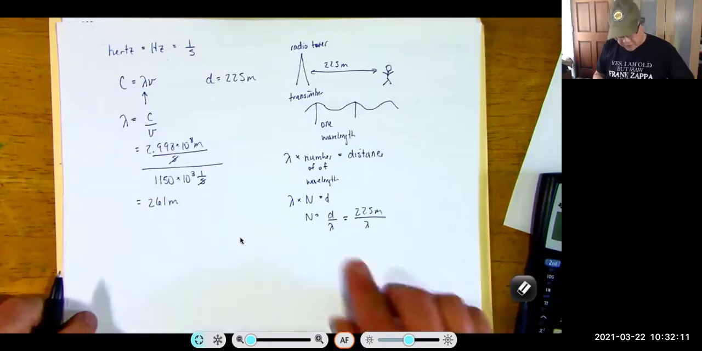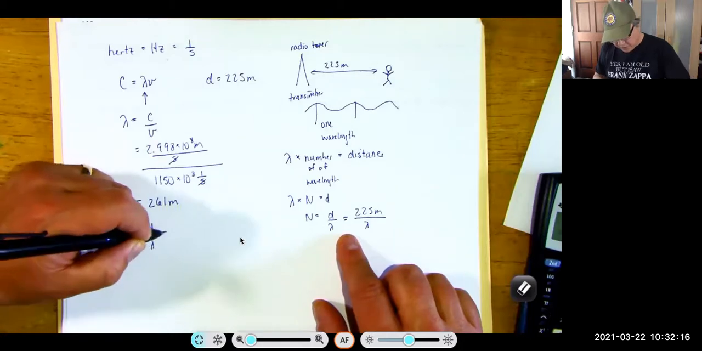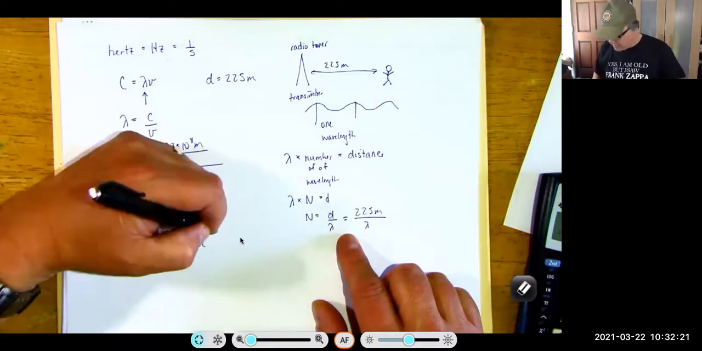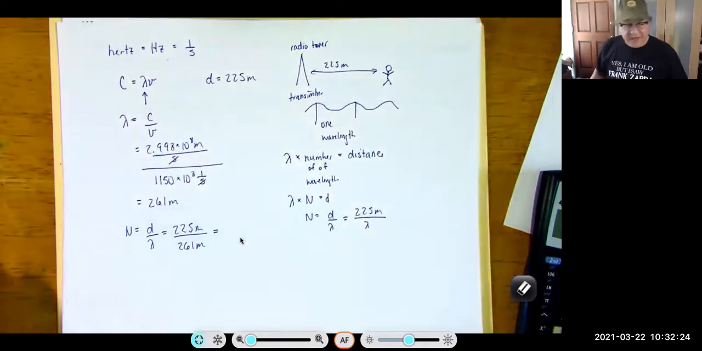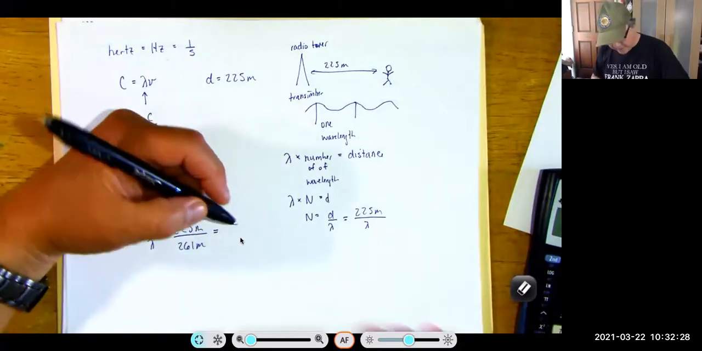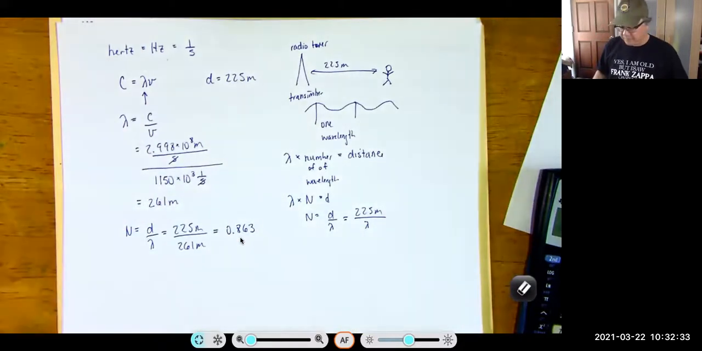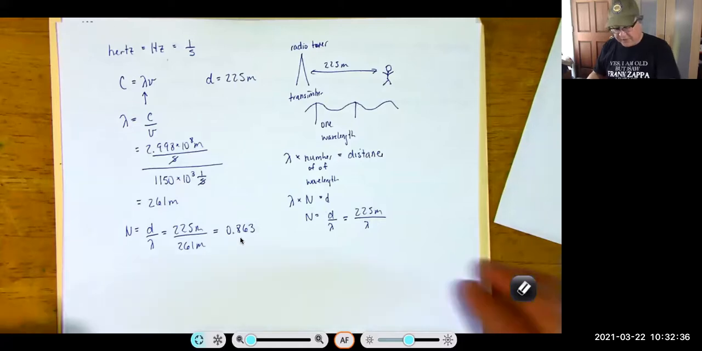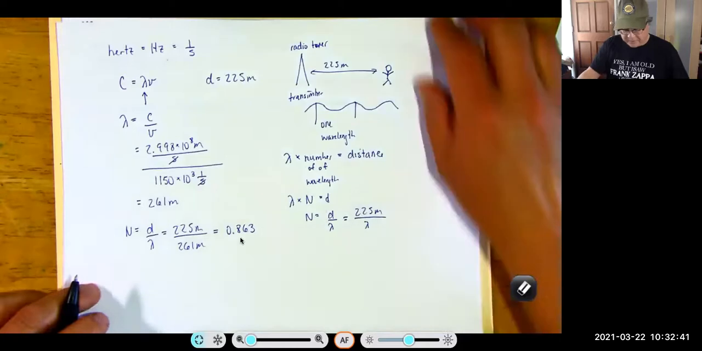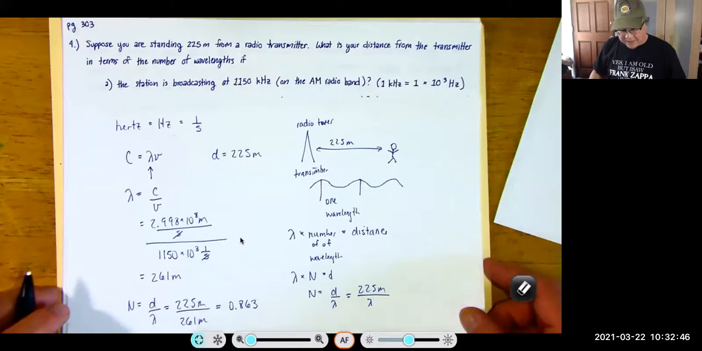And now we get to use this formula over here where n is equal to the distance divided by the wavelength, which is 225 meters divided by 261 meters. And we can see the answer is going to be a little less than one wavelength. And I get 0.863 wavelengths. So not even one wavelength between the radio tower and you. So this is a bad drawing. Okay, so that's A.